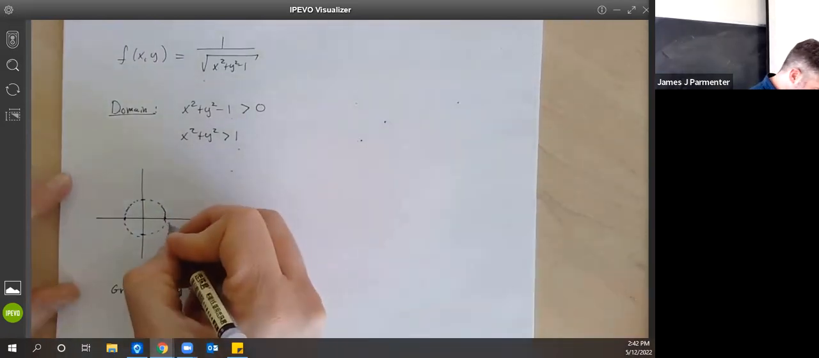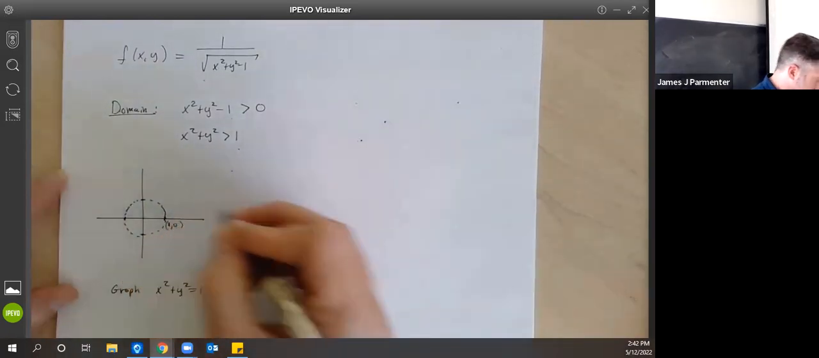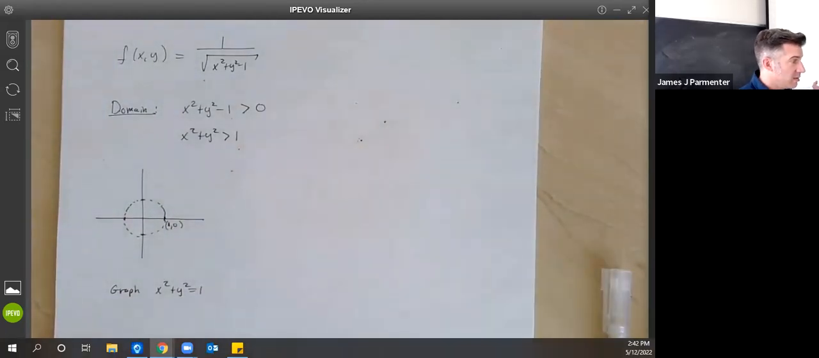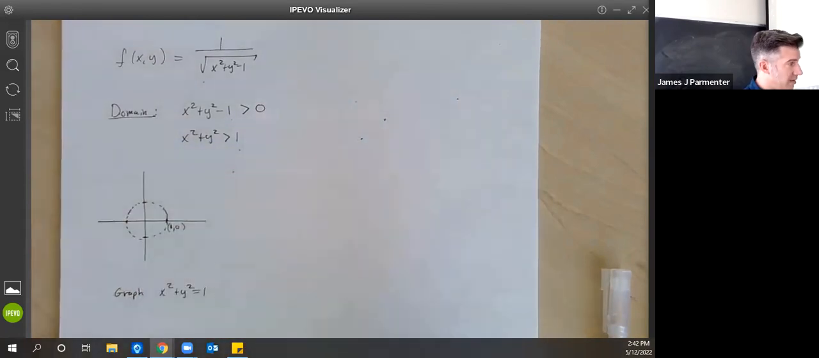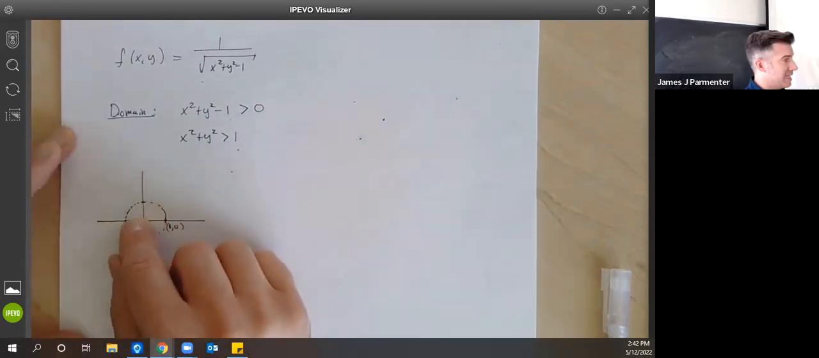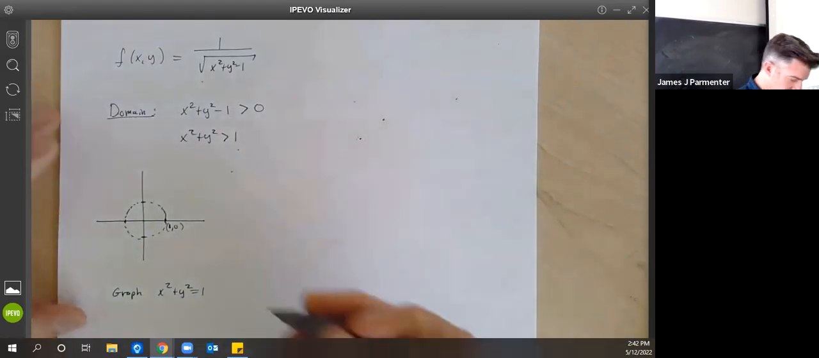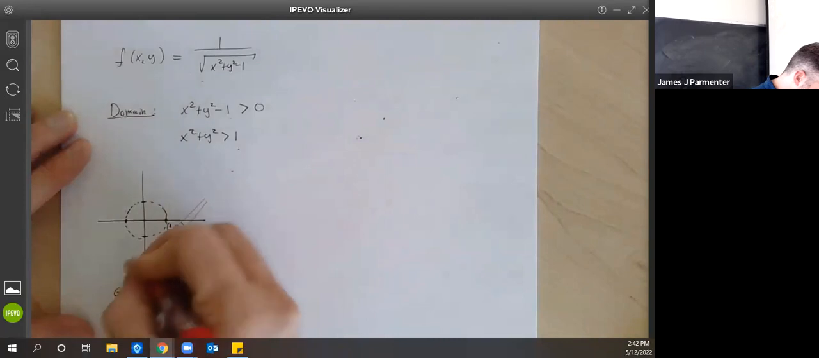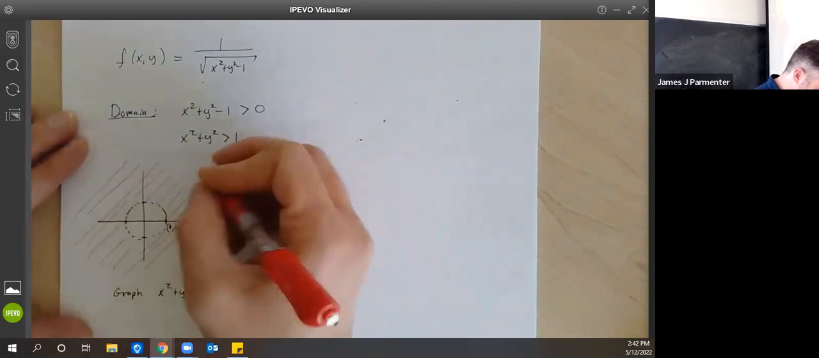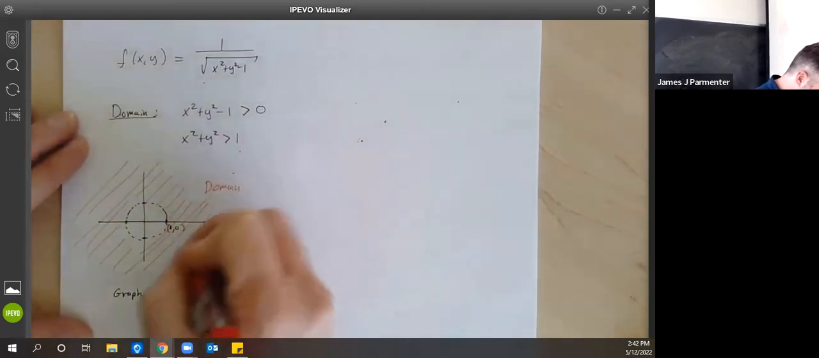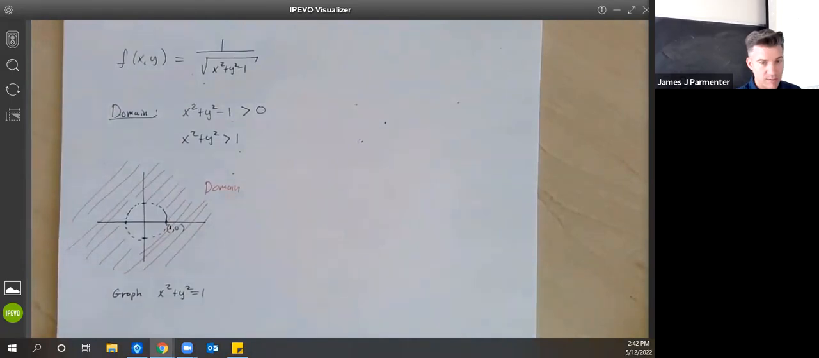And then we're going to ask ourselves, okay, do we want the insides or the outsides? Well, again, pick a point. If the origin is not on the border, the origin is usually the easiest thing to pick. So pick 0, 0. Does 0, 0 work? Definitely not. 0 plus 0 is 0, which is not bigger than 1. So the origin is not in my domain, which means the entirety of the inside of the circle is not in the domain. So my domain is actually everything outside of the circle. Right, there's my domain. Everything outside the circle of radius 1.